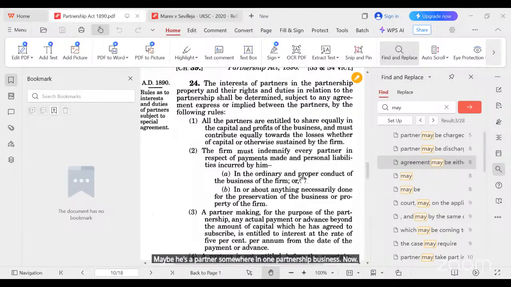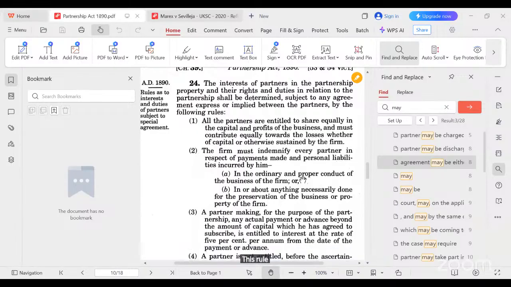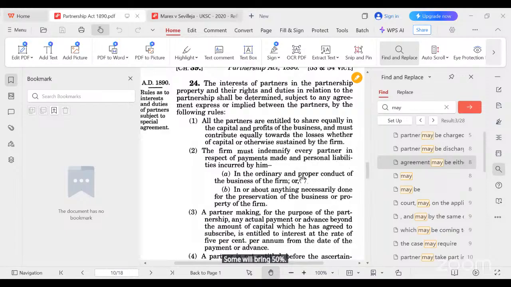Now, the reason she's given, I want all of us to understand that this underlying rule, this default setting, this factory setting, is telling us that capital and profit of the business shall be shared equally. So are the losses. This section doesn't talk about contribution. But in the usual normal partnership, contributions are never the same in most cases. Some will bring 50%, another will bring 30%, another will bring 20%.